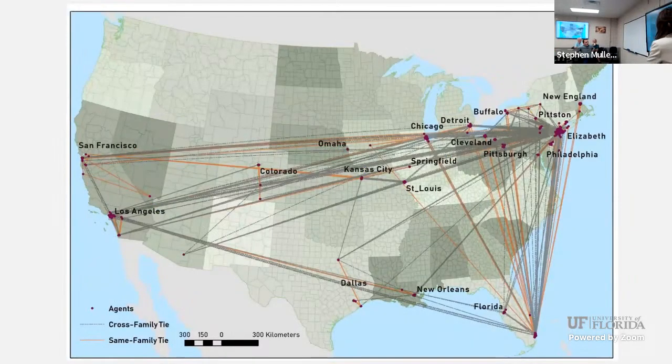So here's what the network looks like in geographic space. And I have a lot of maps of this one here. And so we have the nodes. These different nodes are the locations of the individuals, and the edges between them are their association. So when you see an orange tie, it means it's the same family tie.